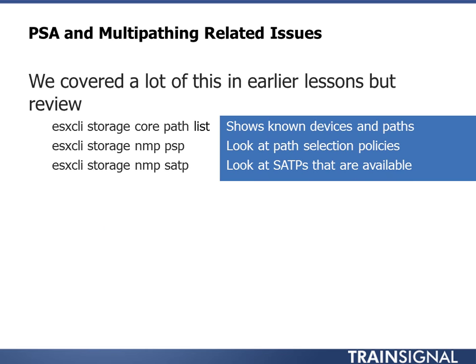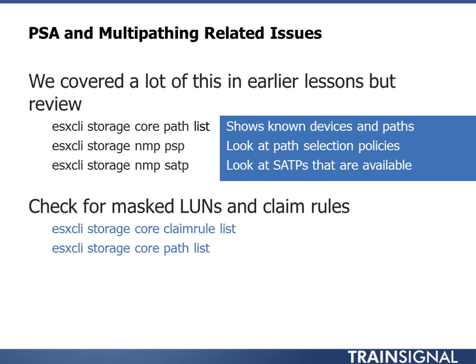PSA and multipathing, we talked about these in depth, but here's a couple things to keep in mind. ESXCLI storage core path list to show known devices and paths, ESXCLI storage NMP PSP to show the path selection policies, and if you want to see the storage array type plugins that are available, it's ESXCLI storage NMP SATP. Check for masked LUNs and claim rules.